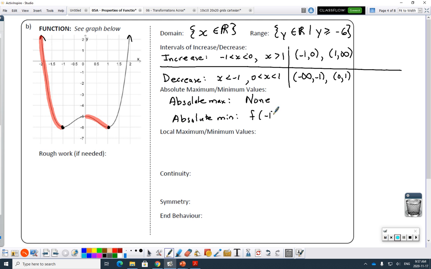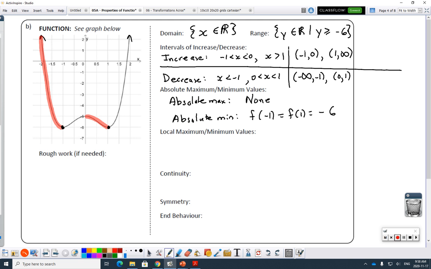F at negative 1 equals F at 1, and those things equal negative 6. There's multiple ways to write that. That's one way to write it. It's sort of a convenient way. But you could write, it has an absolute min at two different spots, negative 1 comma negative 6 and 1 comma negative 6. So you can write that a different way. You don't have to choose my way to write it. I'm pretty open there. It's not like there's one proper way to list points like that. There's certainly not.